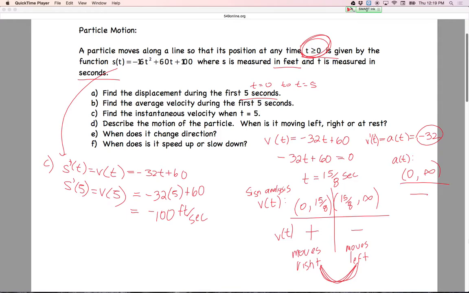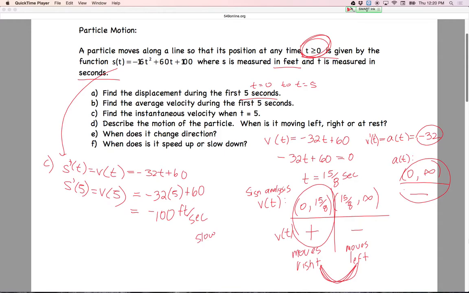Always negative. Now here's what some people are going to do. They're going to say, well, it's always slowing down. And I'm going to say, no, it does not always slow down. What you have to do is compare, just like we did on that graph a minute ago. Velocity's positive, but acceleration's negative. From 0 to 15/8, velocity was positive. The whole acceleration interval is negative, so it doesn't matter. If velocity is positive and acceleration is negative, what's happening from 0 to 15/8? It slows down.